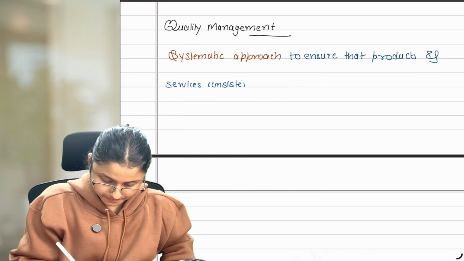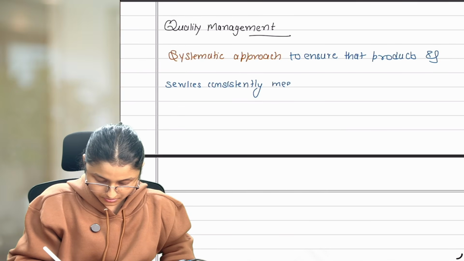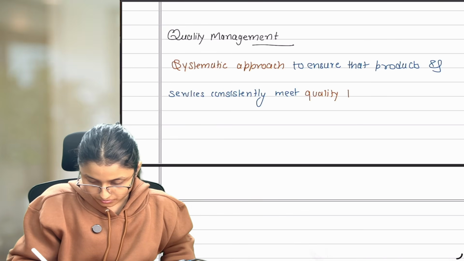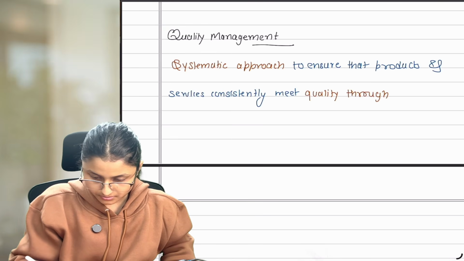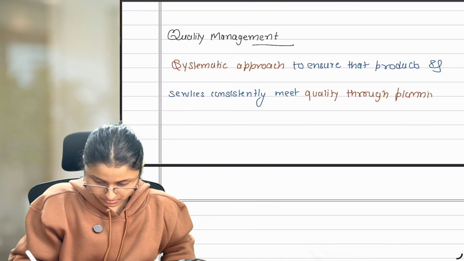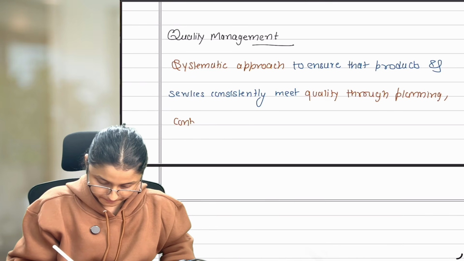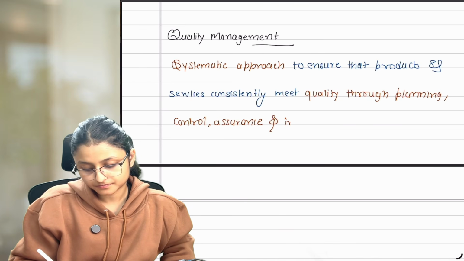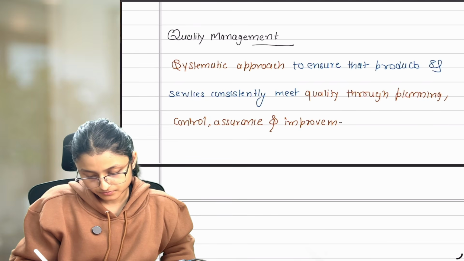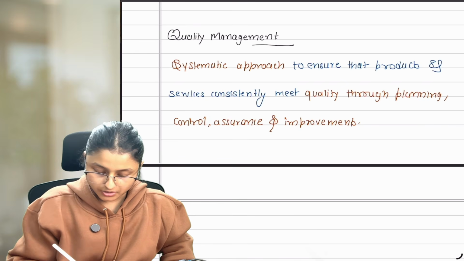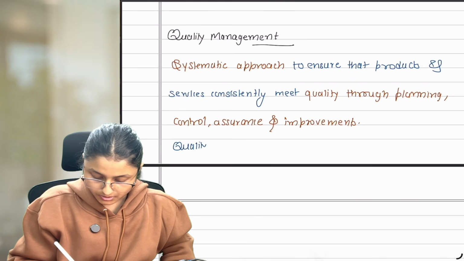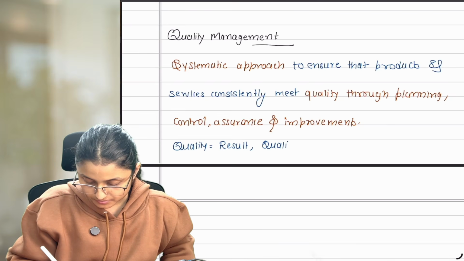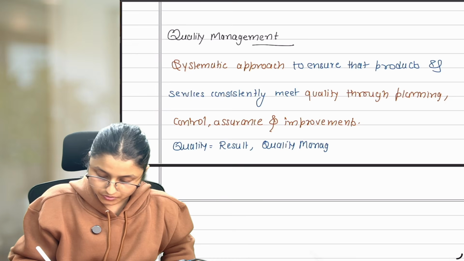consistently meet quality through planning, control, assurance, and improvements. We also understood that quality is the result, right? Quality is the result, and quality management is the process to achieve that result.